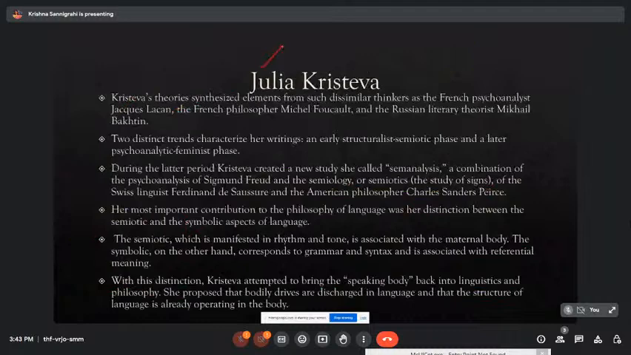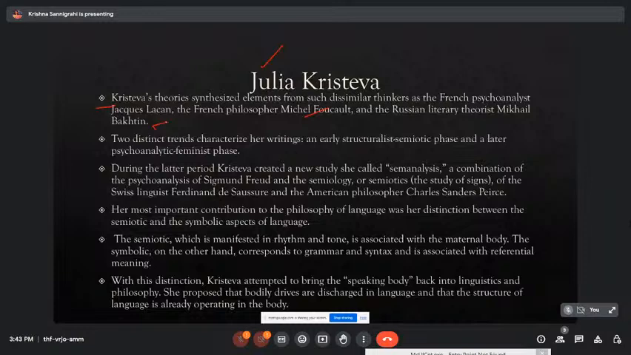Julia Kristeva's ideas are also very, very significant. In her theory, she synthesized, that is, brought together elements from such dissimilar thinkers as the French psychoanalyst Jacques Lacan, the French philosopher Michel Foucault, and Russian literary theorist Mikhail Bakhtin. So these ideas are brought together in her work.